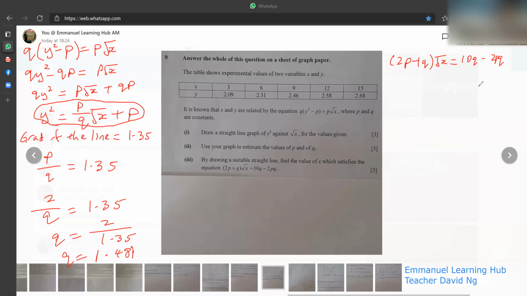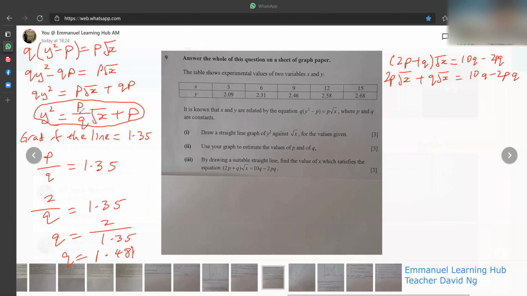Then after that, same thing, I manipulate this equation again. How am I going to manipulate this equation? You have to expand here. This will be 2p root x plus q square root x is equal to 10q minus 2pq. Then after that, I'm supposed to make y square my subject.